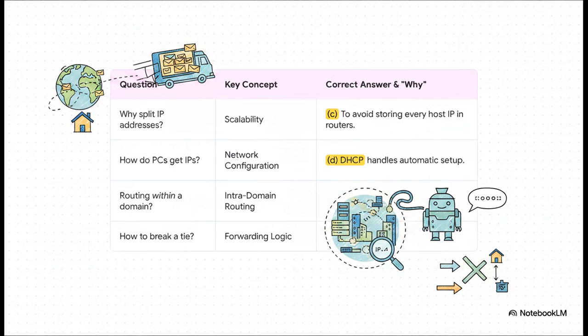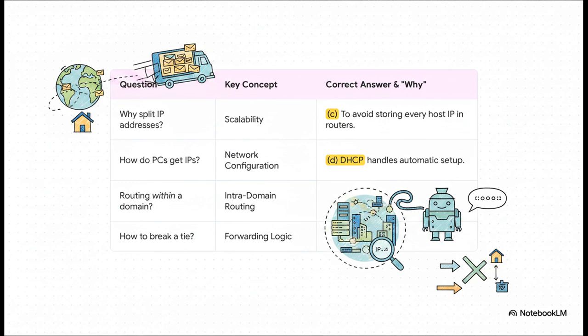First question, why split IP addresses? The key concept here is scalability. Remember our postal worker? They can't memorize every address in the world. By splitting the IP address into a network part and a host part, routers only need to know how to get to the right network or zip code. So the answer is clearly C, to avoid storing every host IP in routers. It's the only way the system can grow.